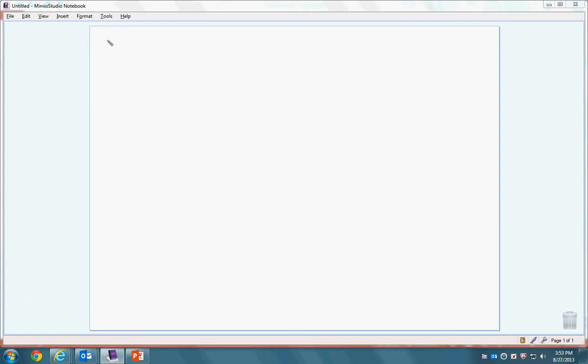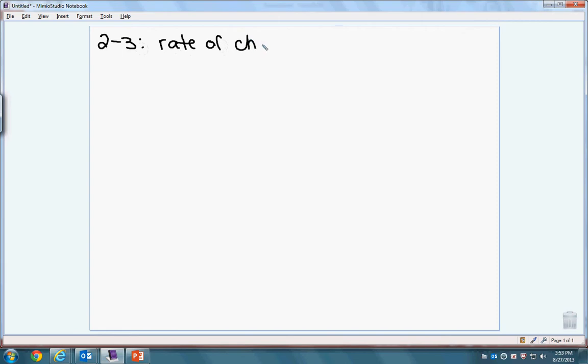Okay, so we're going to finish up with 2.3 and 2.4. 2.3 is just rate of change, which is slope. We've already talked about that in the other sections. So slope is rise over run, y2 minus y1 over x2 minus x1, so all that good stuff. This is really just kind of a vocab term that you're going to need to know. Rate of change is the same thing as slope. So I'm going to go ahead and move on to 2.4.